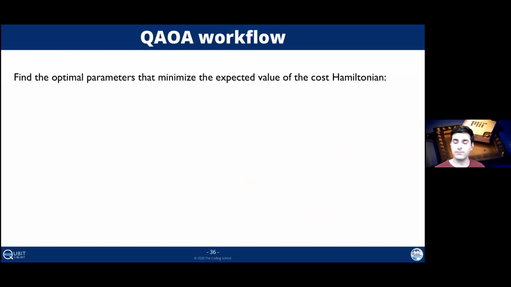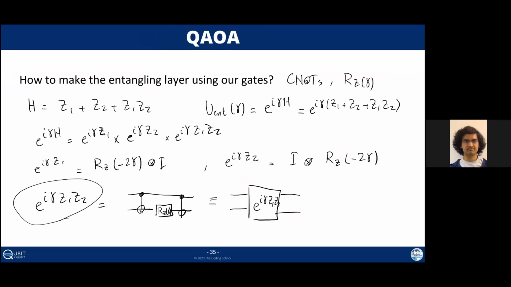Yes, Akshay. Could I ask a couple more questions, Amar? Yeah, hit me. So on the previous slide, I think a few students were still confused about where the e to the i gamma H came from. How did we go from H to e to the i gamma H?